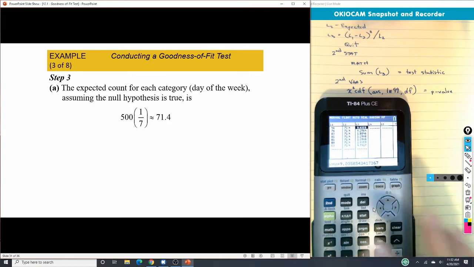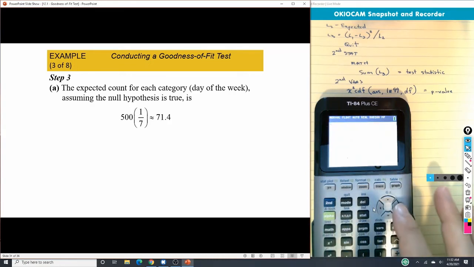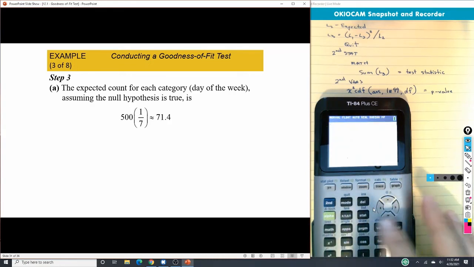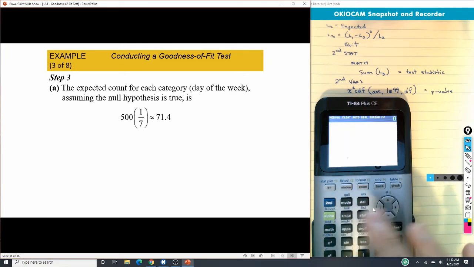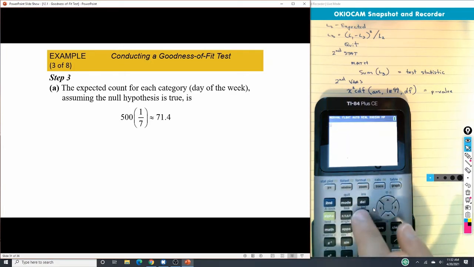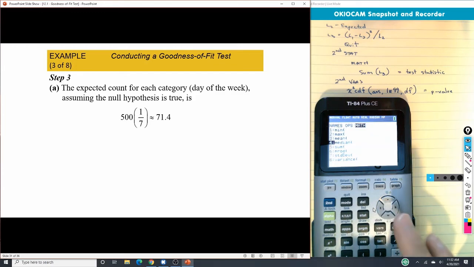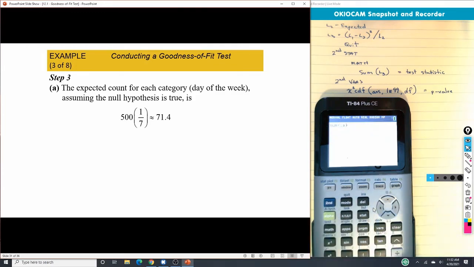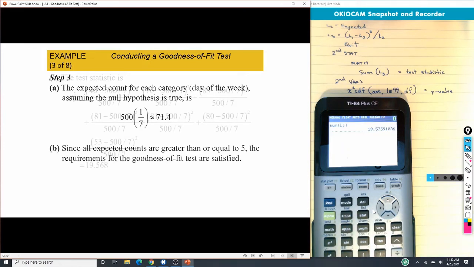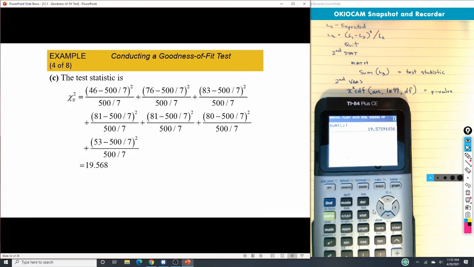All right, so now we need to quit for those. We're going to go into second stat, over to math, and do the sum of L3. So we should get 19.57, okay? Which is close to what they have, right? Again, there's going to be some rounding errors on those pieces.